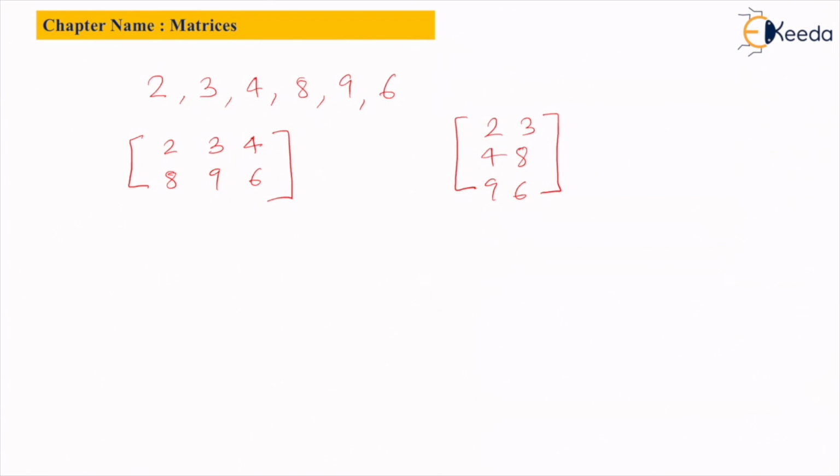So this is the arrangement. It means you have divided these 6 numbers into 3 rows equally. So these are the different arrangements possible, or you may say that I'll arrange all the 6 elements in a single row or in a single column. So these are the different arrangements that you'll do. So a matrix is nothing but an arrangement of elements.